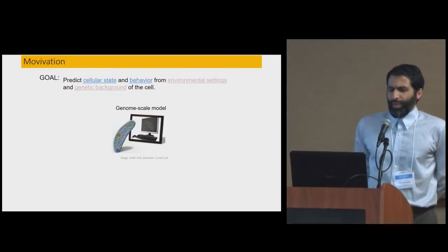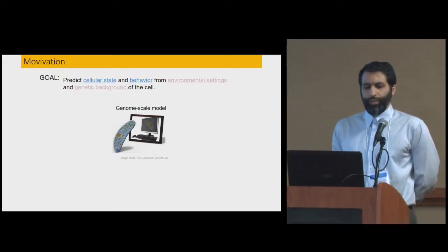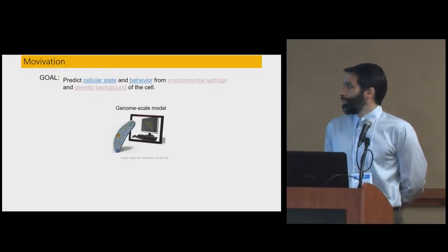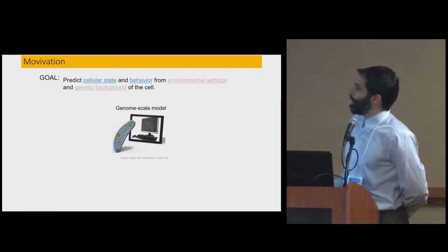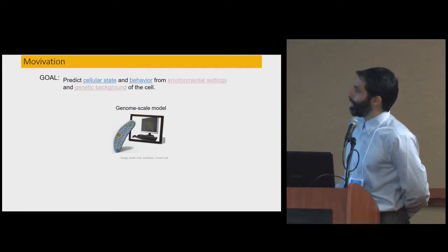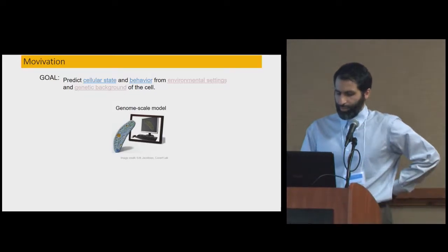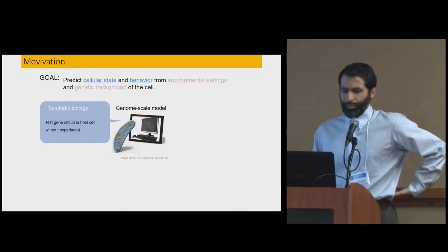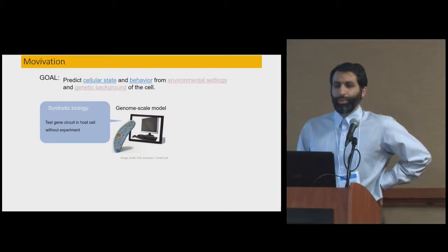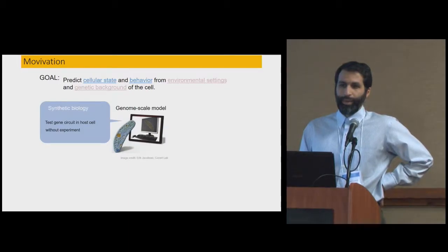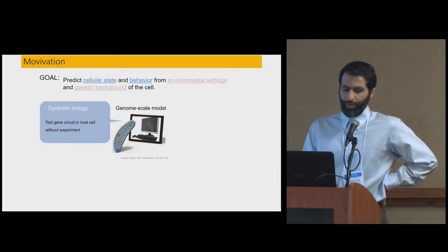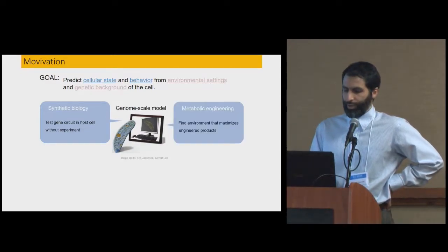So the goal of our lab, one of the main goals, is to be able to predict the cellular state and its behavior given the environmental setting and genetic background. So what's the value of this? Once you can do a prediction for a cellular system, it can help lower the cost of your experimental setting. For example, in synthetic biology, this is very, very helpful.